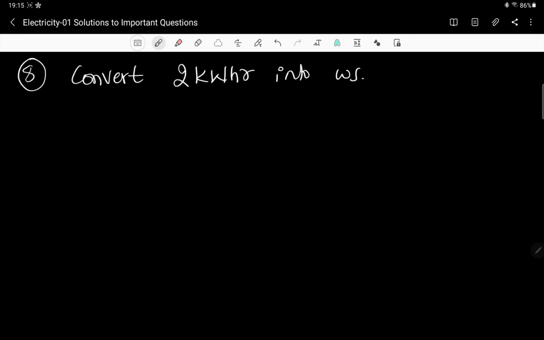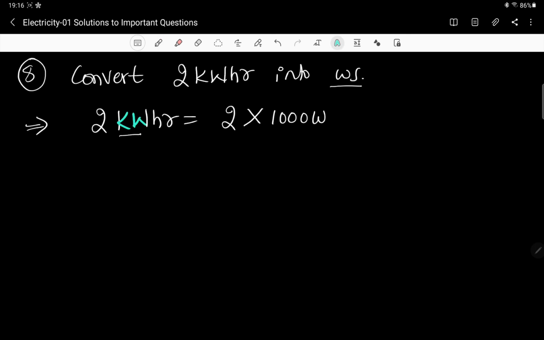Now let us move on to this 8th question. Convert 2 kilowatt hour into watt second. Now look at this, 2 kilowatt hour is there. Now 2 anyhow will remain, into kilowatt means it is going to be 1000 watt, no? Because watt second they are asking. Kilowatt means 1000 watt. Try to understand this. Kilowatt means 1000 watt. Into hour means how many seconds? 3600 seconds. Correct? So 2 into 36 is 72.